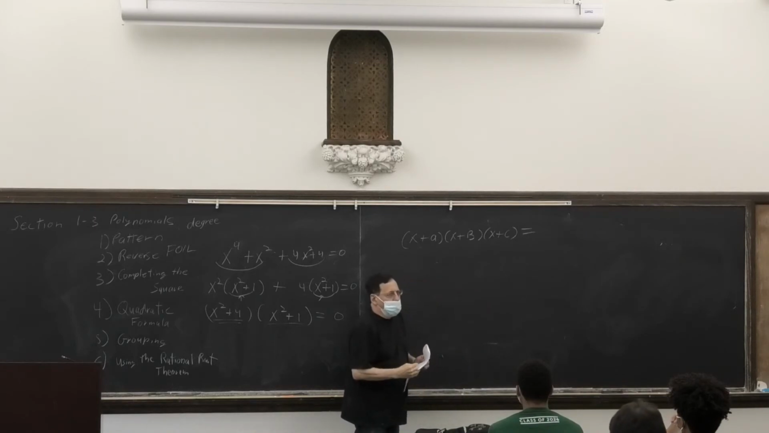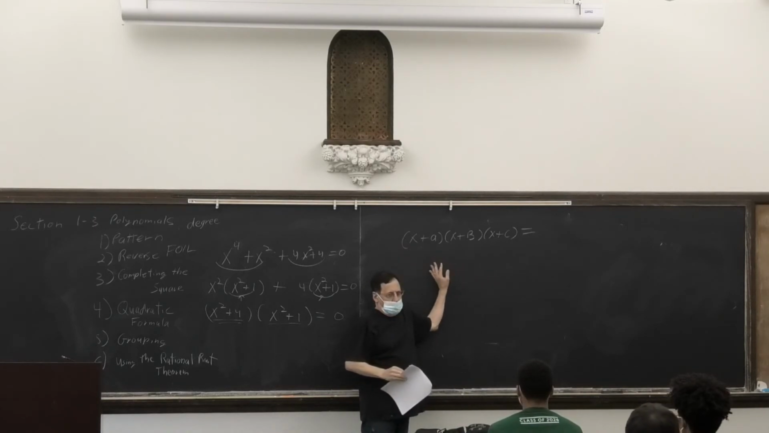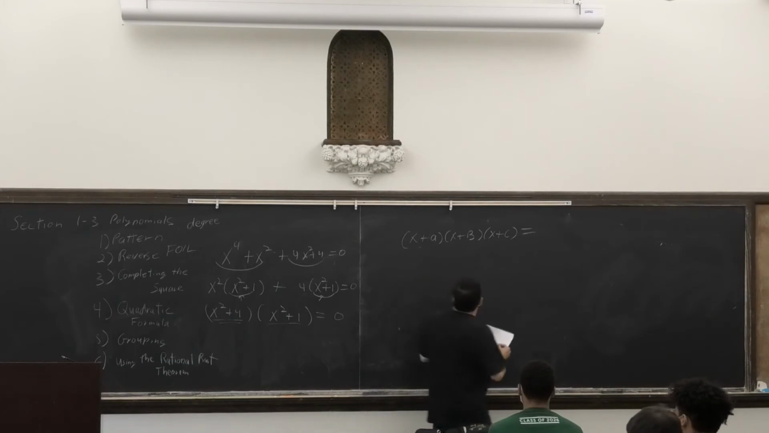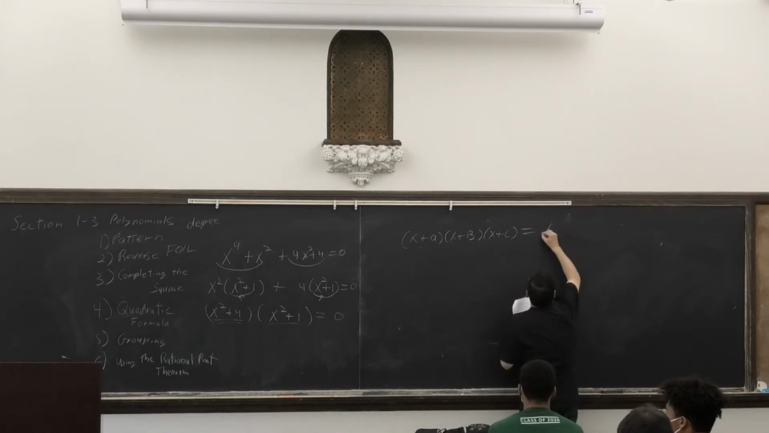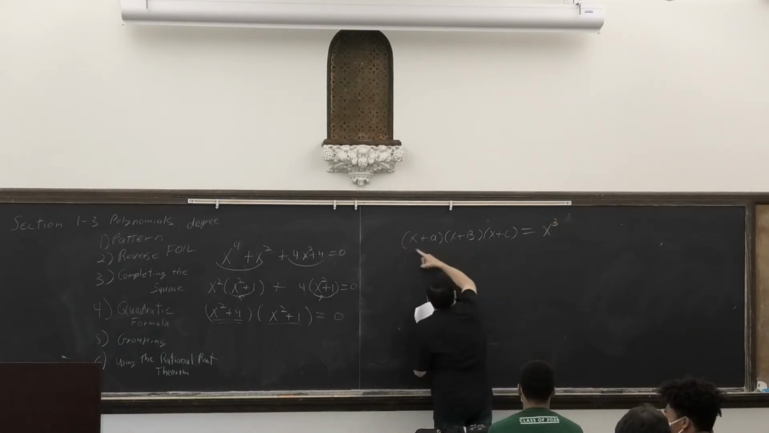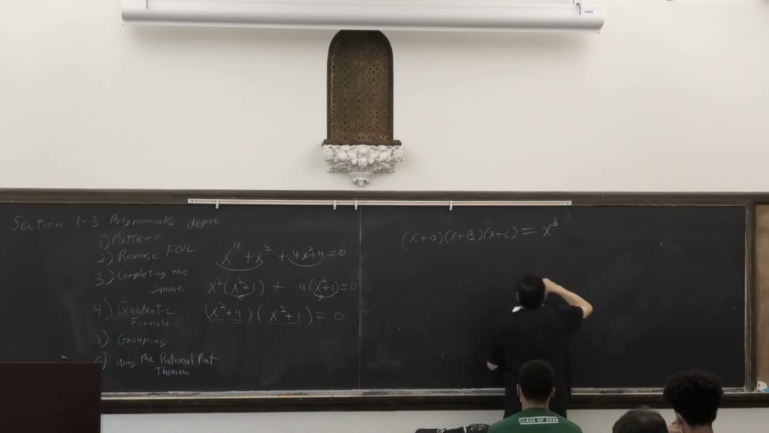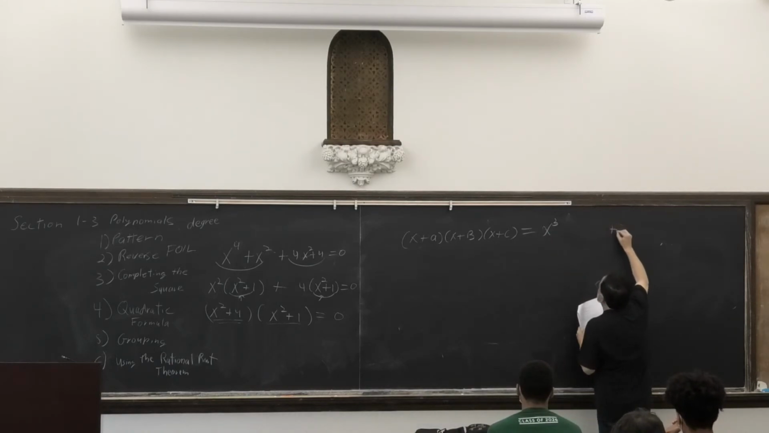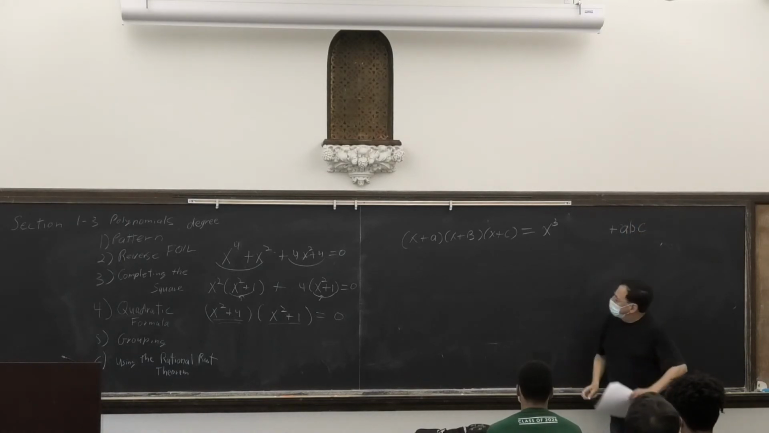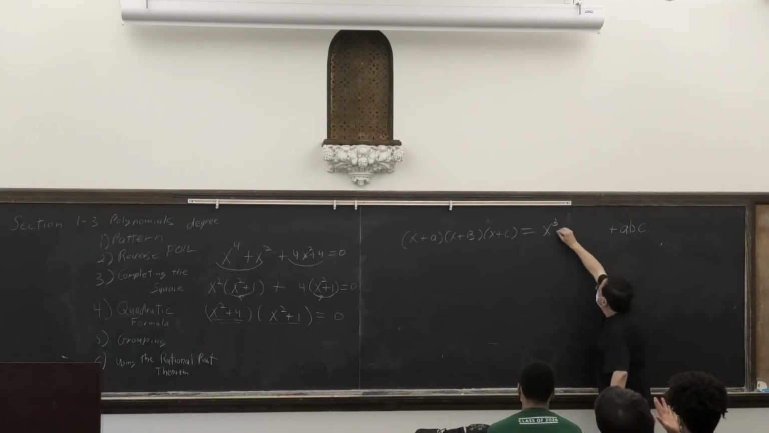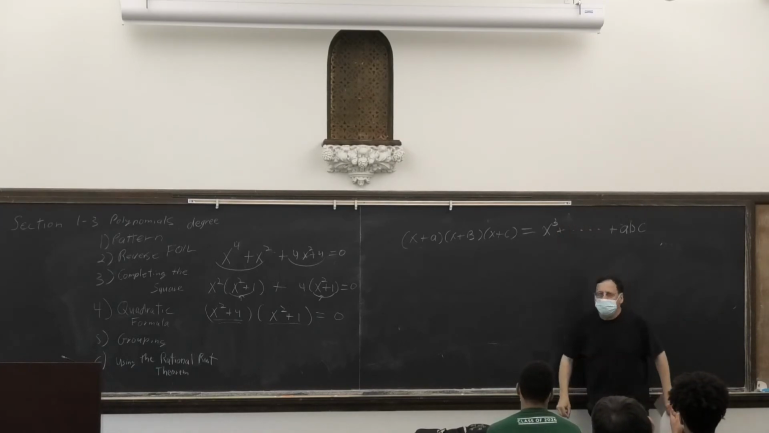And I'm going to cheat here. I'm going to kind of multiply it all out, but I'm not really. I know that after I'm done multiplying these three, I'm going to get an x cubed. And down here, I'm going to get a c. And there's some other terms here that don't matter.